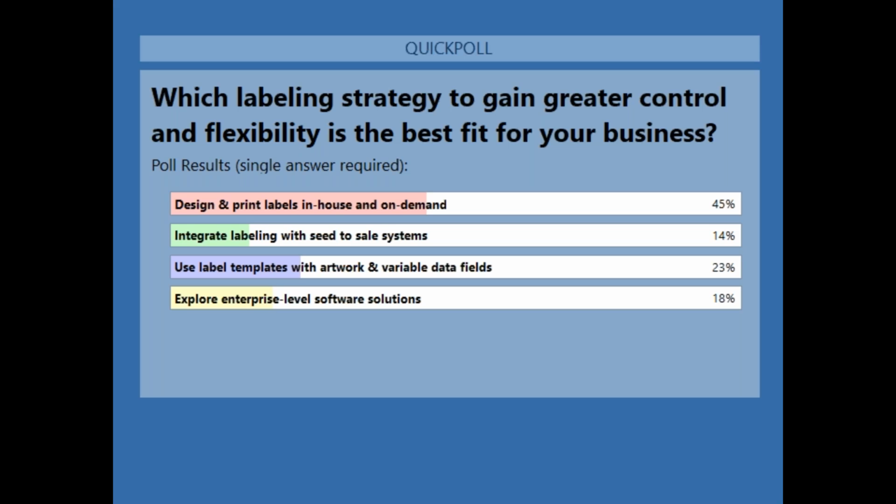Now the second most popular is using label templates, which, if you're going to bring it in-house, you might as well bring it in-house right. So I think those two are definitely correlated. Thank you for participating with your answer. We appreciate the information, and I think your fellow answerers appreciate it as well, as they know they're not alone, or they know they might be a little unique. I was actually surprised to see such a low percentage in integrating the labeling with the seed to sale system, but maybe that's just assumed.